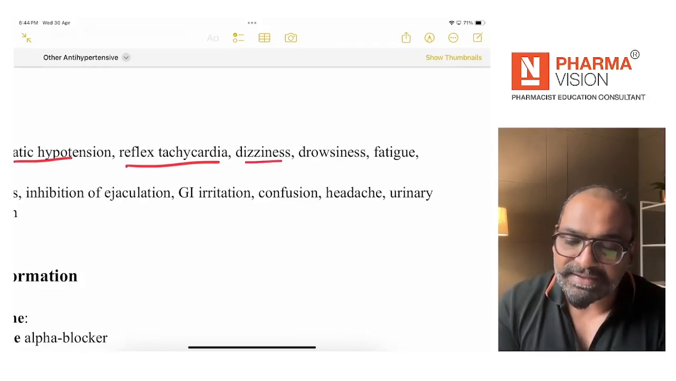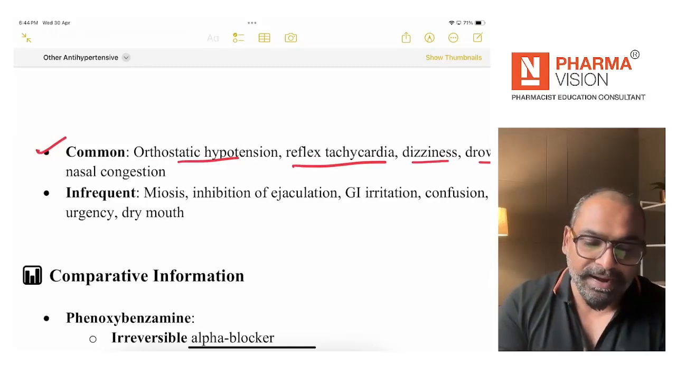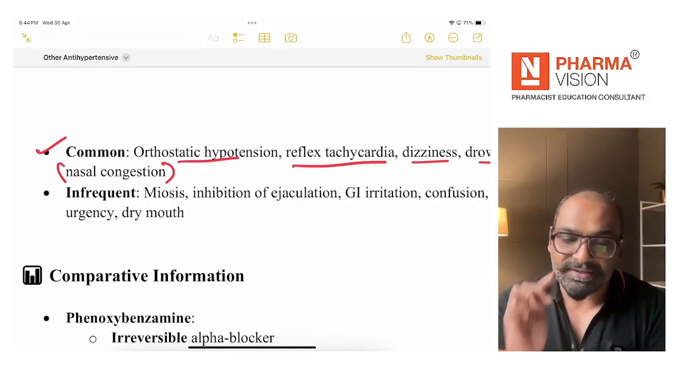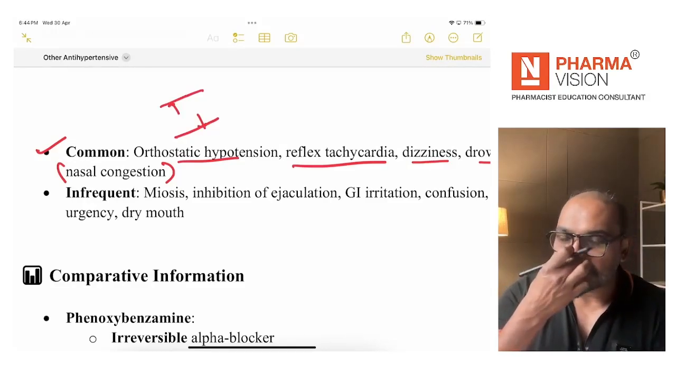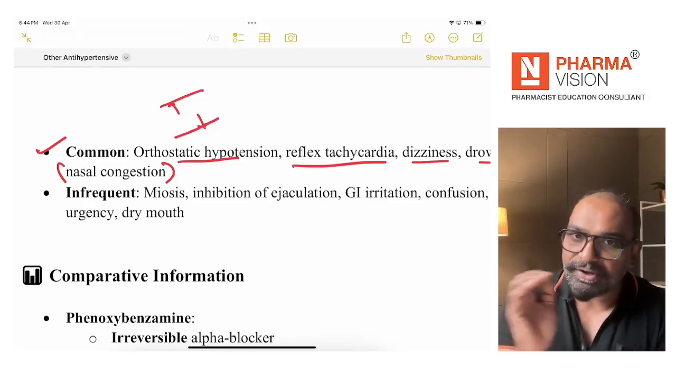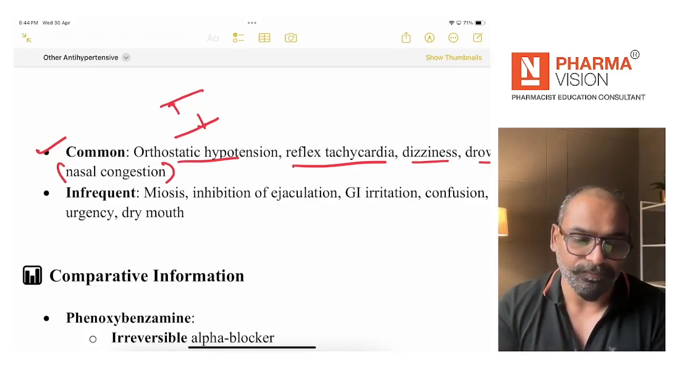Third is dizziness, drowsiness and fatigue. This is because of the blood pressure change. Nasal congestion is also due to vasodilation. The nostril blood vessels get dilated, and due to that the patient might feel nasal congestion.